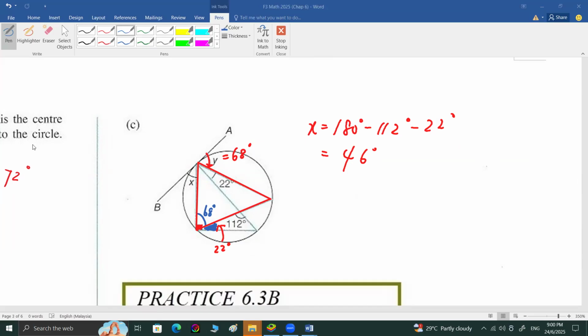Wait, this one is it? This actually is the same as this one, right? Okay, 180 minus 22 minus 112. 180 minus 22 and minus 112, is it here? So if I draw the butterfly, then after that, opposite outside. See? So this is my X. Yeah? So the answer for X is 46. Okay? Can follow so far, all of you? Okay, have a short break. Then only I'll continue 6.3, yeah?